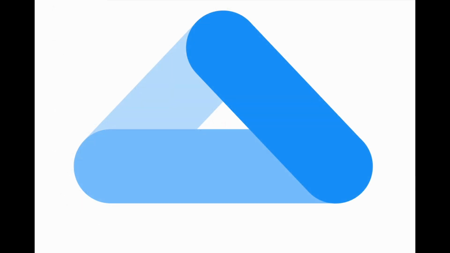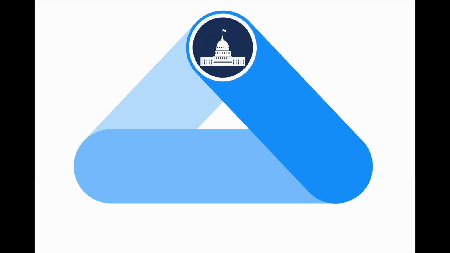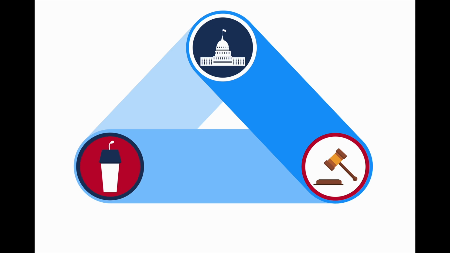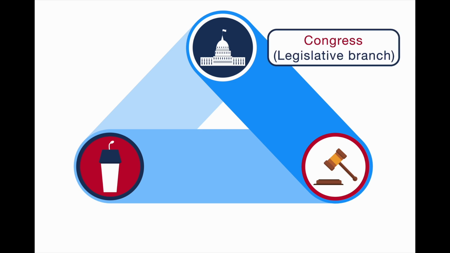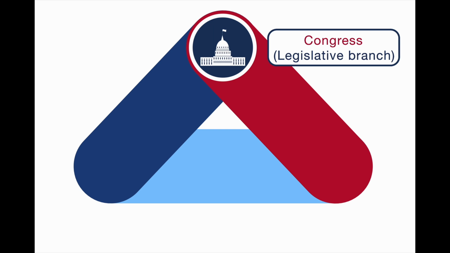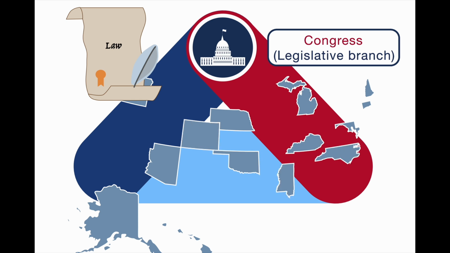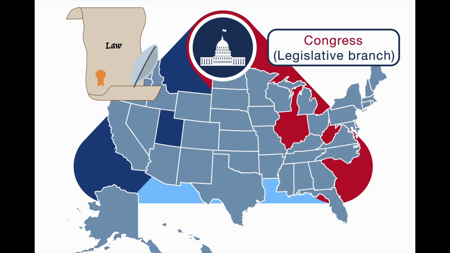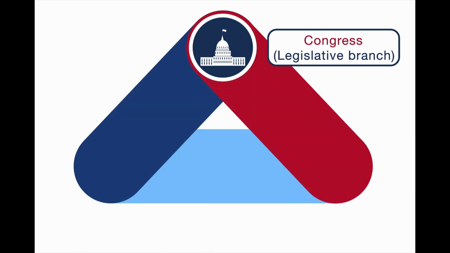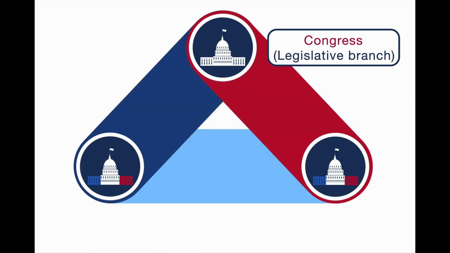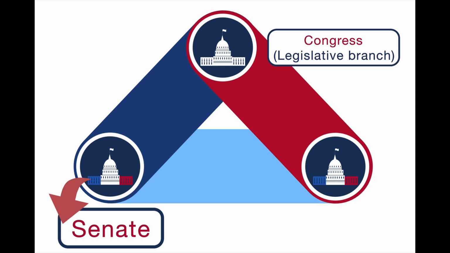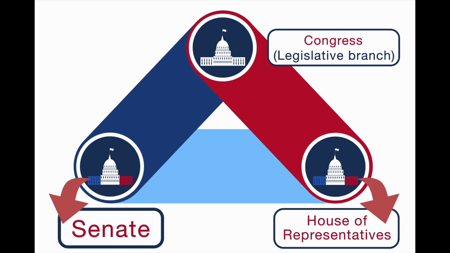There are three branches of government. They are the Congress, the President, and the courts. Congress is also called the legislative branch, or the U.S. legislature. Congress makes federal laws. A federal law is a law for the whole country. There are two parts of Congress, the Senate and the House of Representatives.